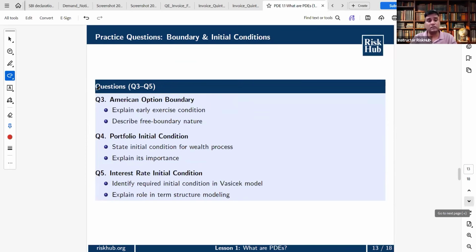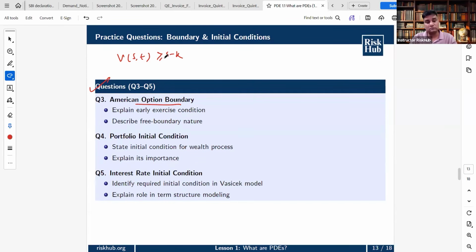Then we go into question number 3, 4, 5, right? Question number 3, American boundary condition. Explain early exercise conditions and describe the free boundary nature. For an American call style payoff, V of S comma T is at least S minus K, meaning the option value must be at least as large as the immediate exercise payoff.